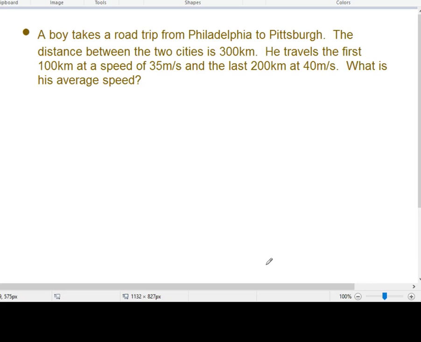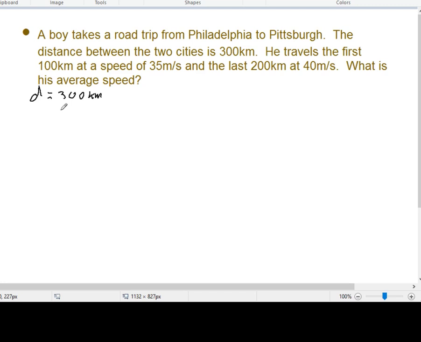As we do this problem, I'm going to think out loud to show you what my thought process is for solving physics problems. A boy takes a road trip from Philadelphia to Pittsburgh, and the distance between the two cities is 300 kilometers. That sounds like a good thing to write down. D equals 300 km. Don't forget to label stuff.